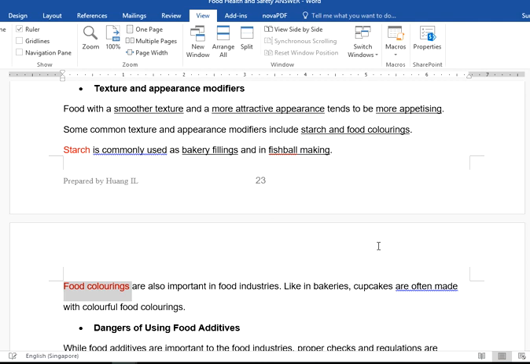We're going to stop here for today. And next lesson, I will continue on with the dangers of using food additives, as well as summarize the whole entire chapter with you guys.